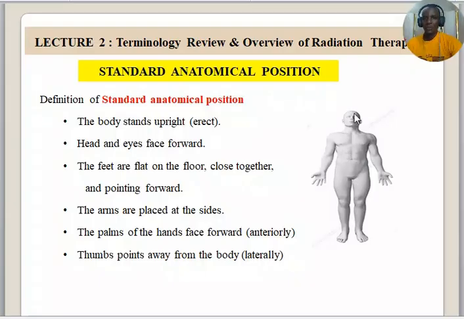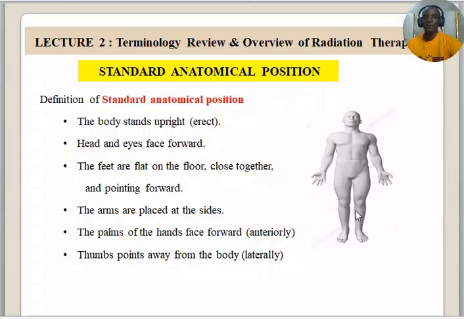So, when you look at the body, it stands upright, that's erect, of course. The head and the eyes face forward, the feet are flat on the floor, as you can see here. They're close together, of course, and pointing forward. So the arms separate at the sides, and then the palms of the hands face forward.